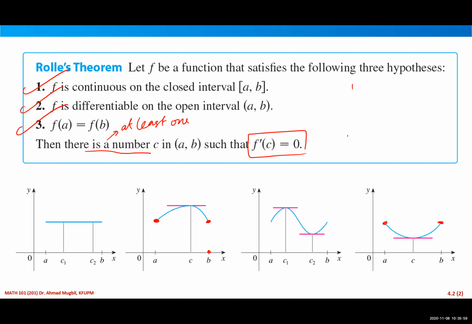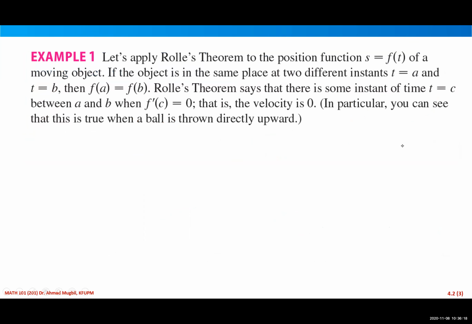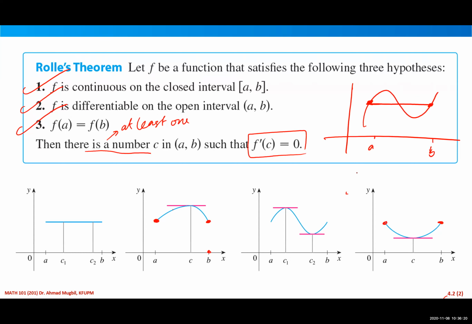So simply, if you have a function that is continuous, and you take any 2 points, like this A and this B, and it happens that the value of the function at these 2 points is the same, then for sure, in between them there will be a top or a bottom, because it should go back this way or this way, or at least in the lowest case, it will be constant like this. So this is what Rolle's theorem says.